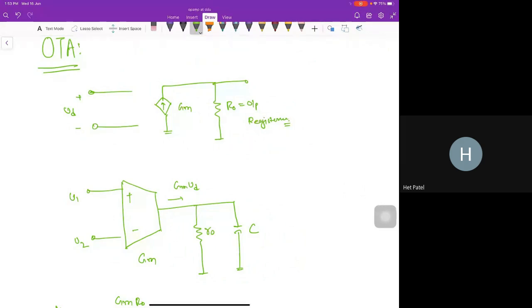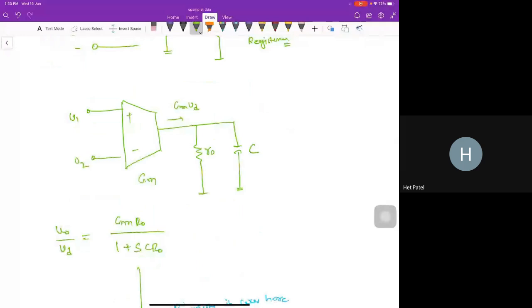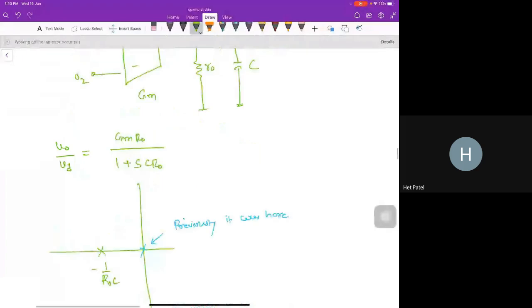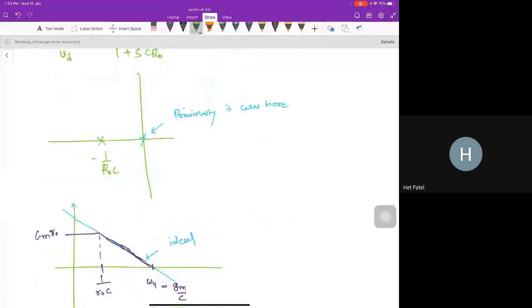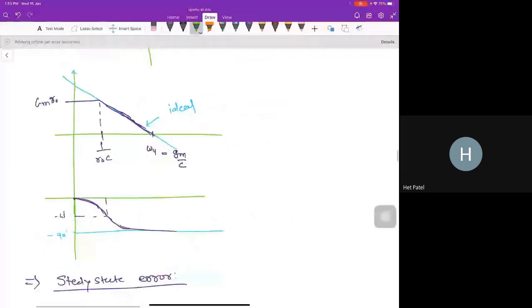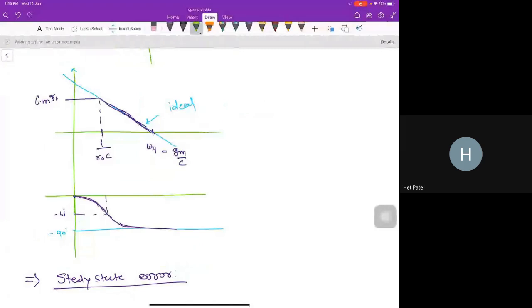Here, due to the difference, I am getting a current gm times VD, and that current passes to the R0 and C. So due to the R0, the transfer function is gm R0 divided by 1 plus s C R0. The pole that was previously at the origin is shifted to minus 1 by R0 C. If you plot the loop gain curve, the blue curve is shifted into the violet one. Due to this R0, I have a finite DC gain and one pole.